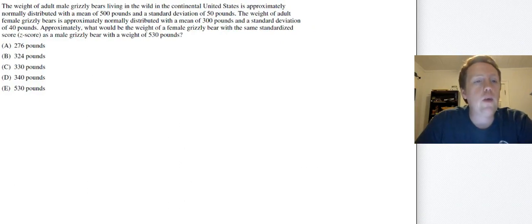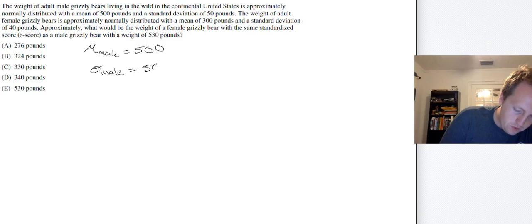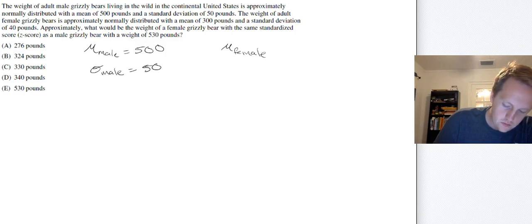Okay, next. The weight of adult male grizzly bears living in the wild in the continental United States is approximately normally distributed with a mean of 500 pounds. So let's write that down. Let's say mu sub male equals 500. Sigma sub male is 50. For females, the mean is 300. And the standard deviation for females is 40.